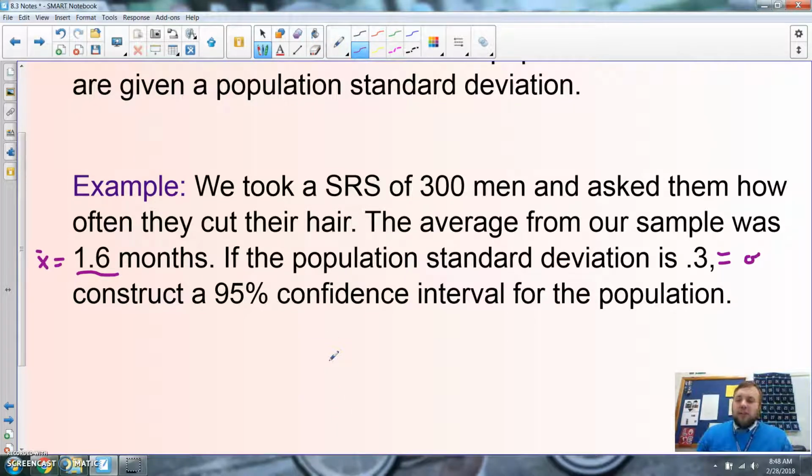If the population standard deviation is 0.3, construct a 95% confidence interval. Okay, so I do my state, my plan, my do, conclude. Obviously, I don't have time for that, so I'm going to just go 1.6 is my best guess, plus or minus. I want to be 95% confident, so I'm going to say 1.96 times my standard deviation of 0.3 divided by, how many people did we sample? 300.